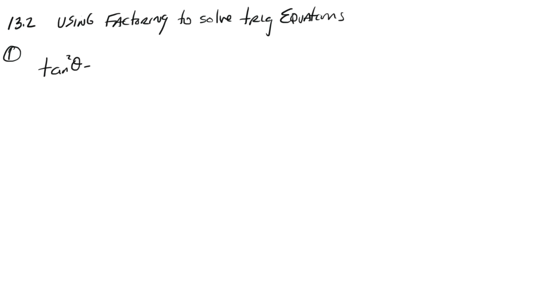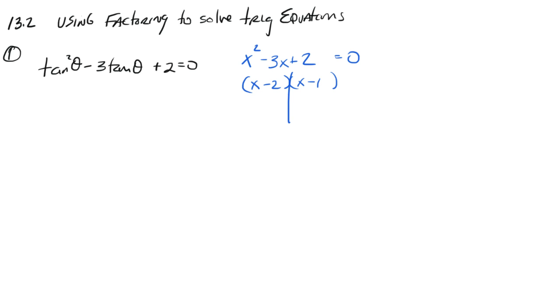Tangent squared minus 3 tangent plus 2 equals 0. Well, we factored trig equations before, but if you forgot, this is exactly the same thing as if they said x squared minus 3x plus 2. So you'd factor this as x minus 2, x minus 1, and then you would split it apart, and you get x equals 2, x equals 1. We're going to do the exact same thing with tangent.